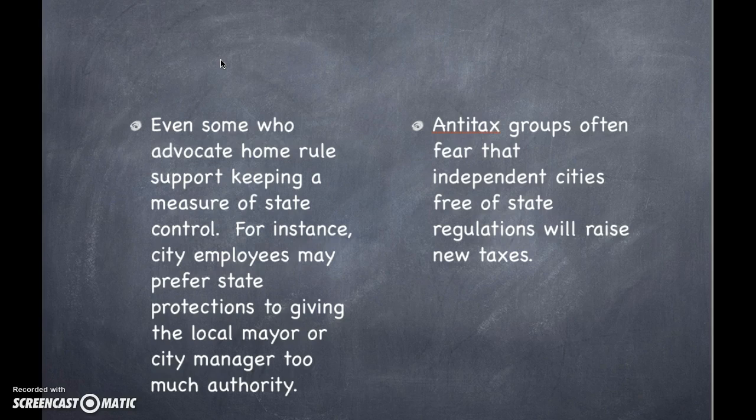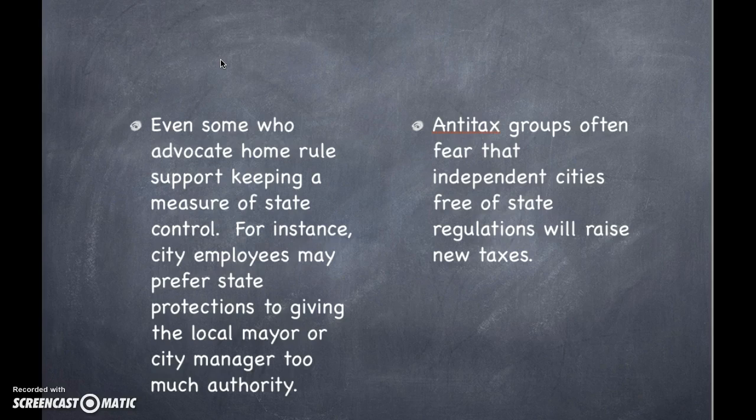Even some who advocate home rule support keeping a measure of state control. So you're not totally giving up control. The state will have certain authority over the municipality. For instance, city employees may prefer state protections to giving the local mayor or city manager too much authority. So in this case, as you draft your charter city amendment, you might make it specific that the city will continue to follow state law regarding these provisions, and one of them may in fact be rights of city employees.